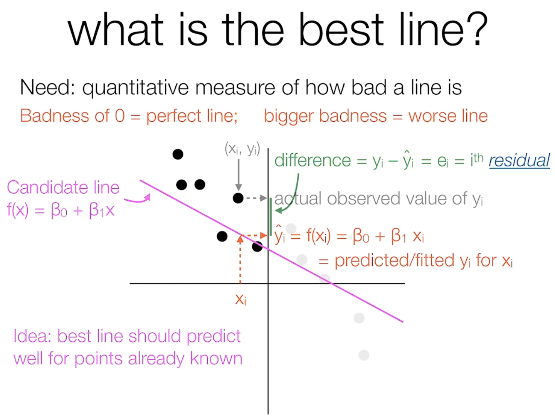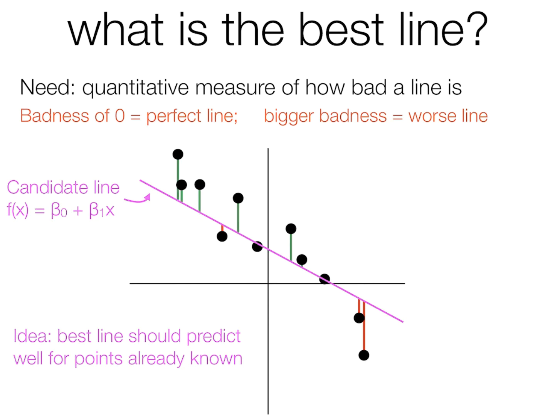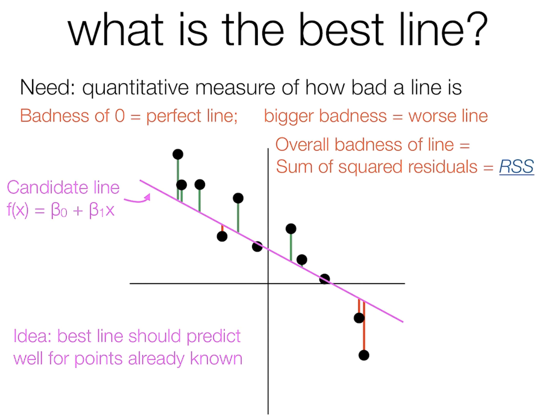Of course, I can compute residuals for every single point in my data set, and some of those are going to fall above the line and some are going to fall below the line. So some of the residuals are going to be positive and some of them are going to be negative. Now remember what I'm trying to look for here. I'm looking for some kind of quantitative measure of the badness of the line. The measure that we're going to use, the overall badness measure of the line, is going to be the sum of the squared residuals, or the residual sum of squares, and that is denoted RSS.